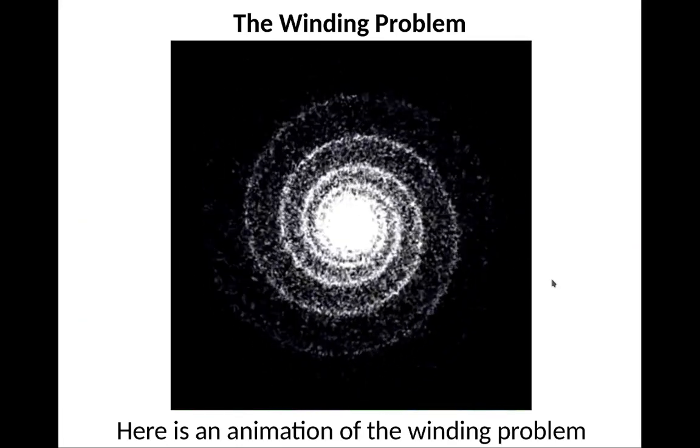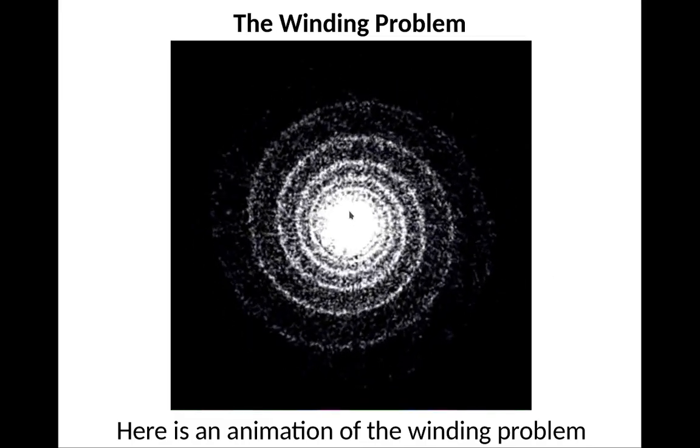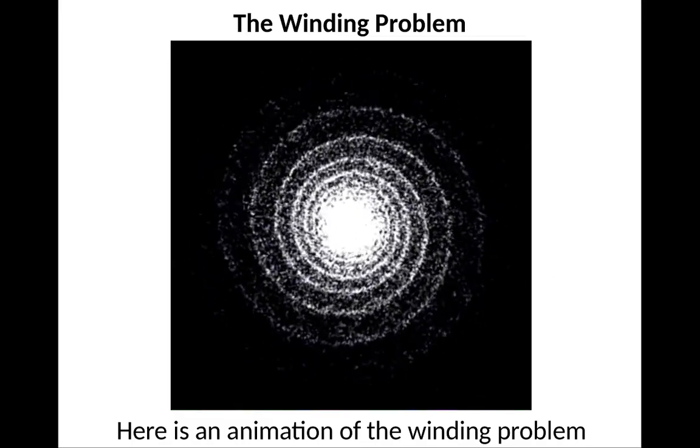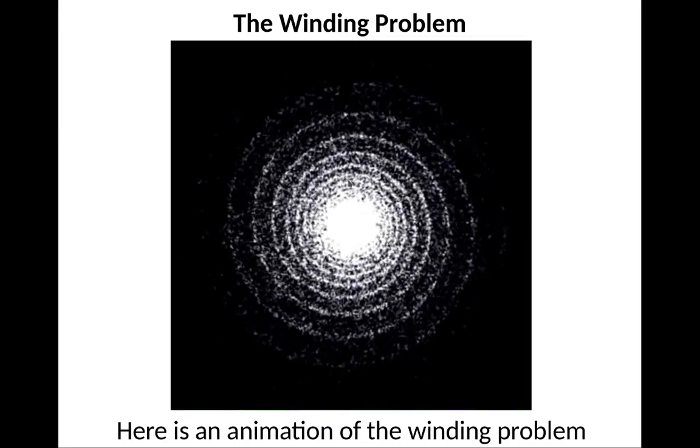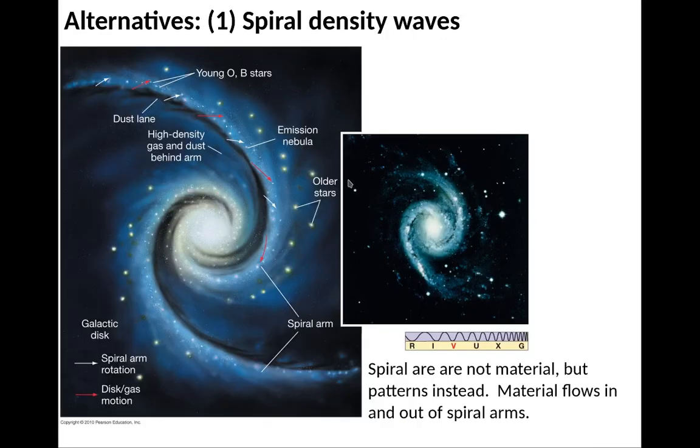So here's an animation of that winding problem. You see that basically I'm producing more and more winds. At some point, basically, it's going to look something like a disk, right? From far, far away. Okay, so what are they then? So here are a few ideas.